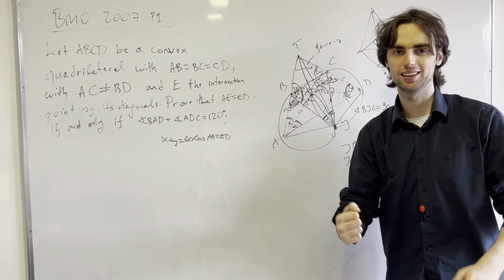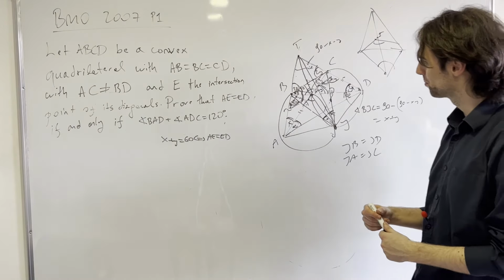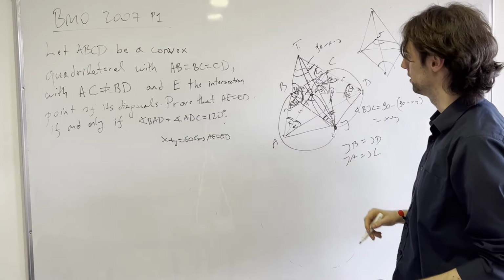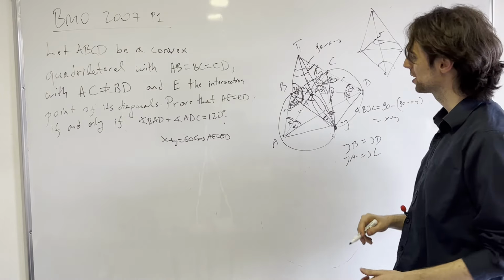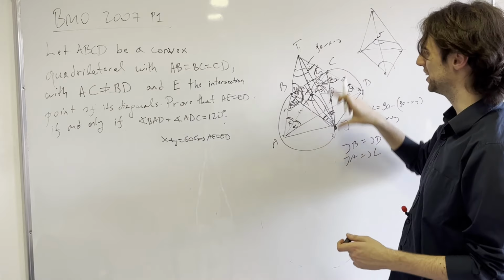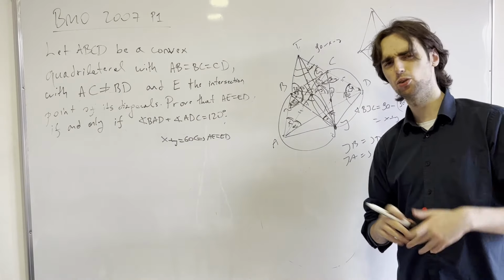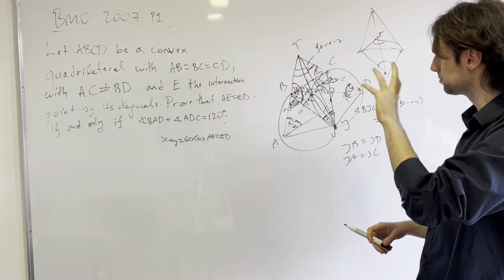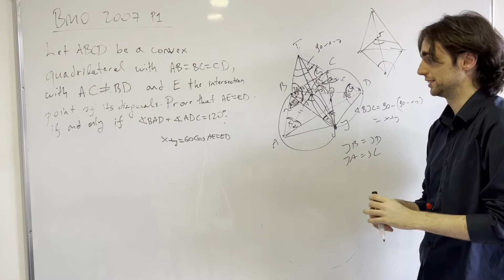What do we have from that? Well, we have this is the X circle, which means these angles are both 90 minus X minus Y. But we also have JA is JC. Now one of two things is then true. Either, one of two things is true.